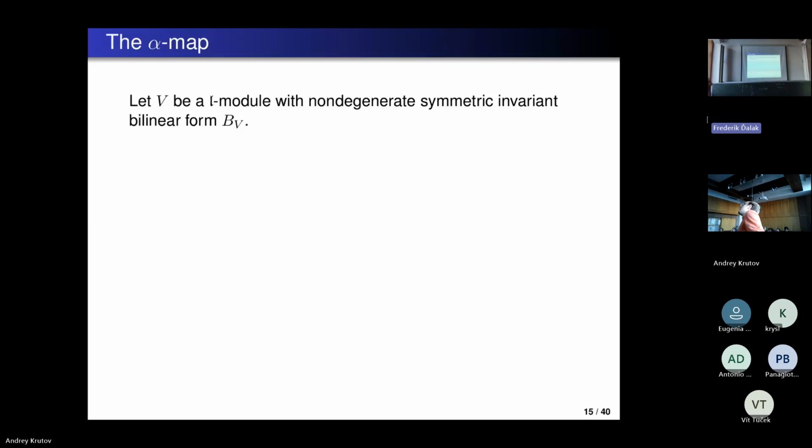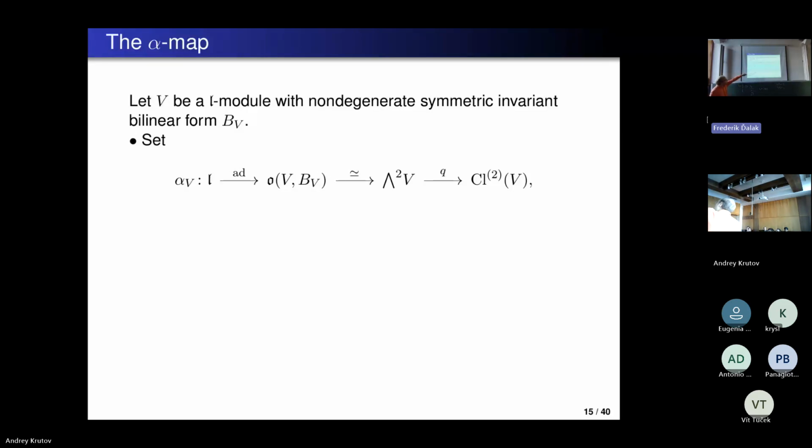Now what will I need? I will need some alpha map, which is basically a quantum moment map. It's described like that. Suppose you have a module over the algebra with some form, then you have, sorry, it should be not add, but just an arrow. So that means that your Lie algebra could be embedded in the orthogonal Lie algebra that preserves its form, because your Lie algebra preserves its form.